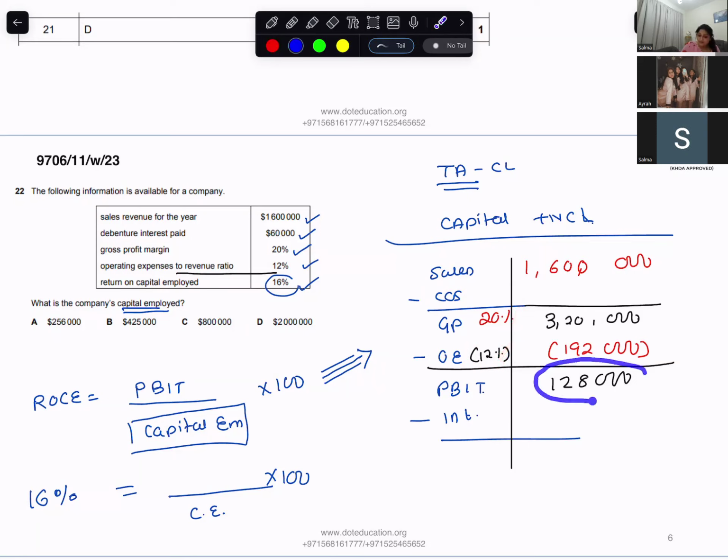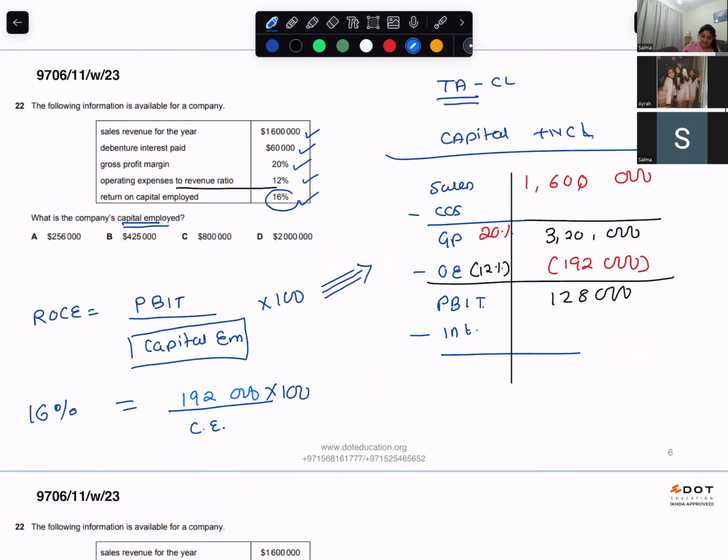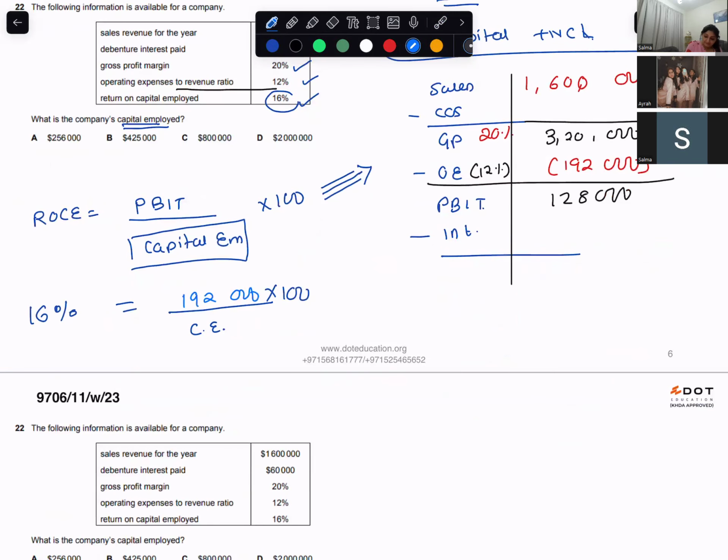I need this profit only, right? So profit before interest and tax is 192,000. My capital employed would be 192,000 divided by 16%. So it'll be 800,000. So the answer is option C. Okay.